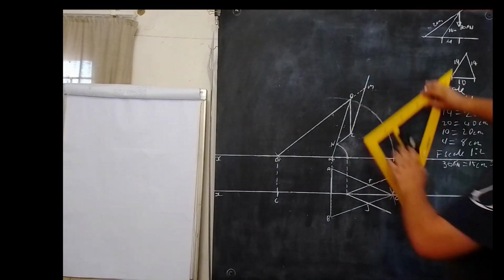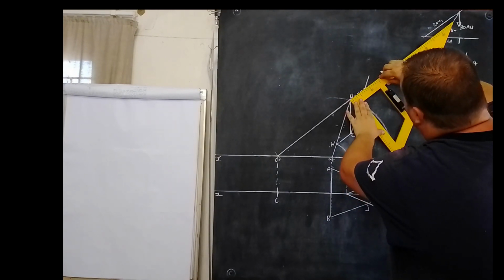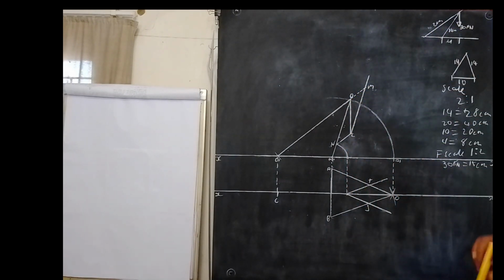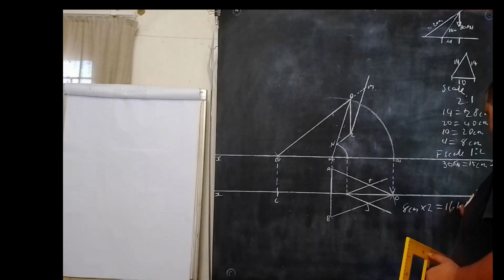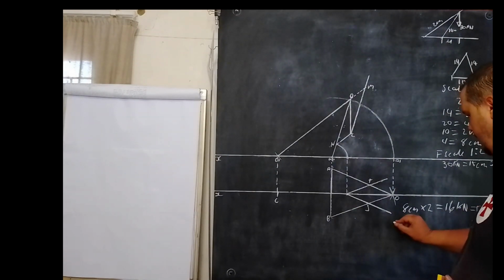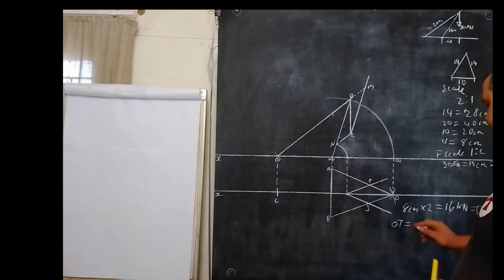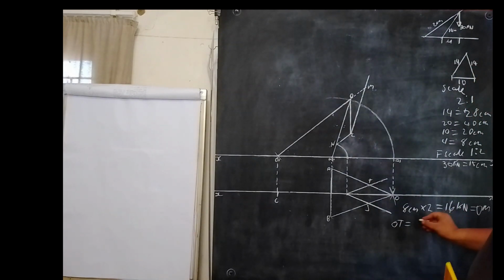Right, so now we measure from the end of the backstay to your point over here, 8, and since it is half, I've got to multiply by 2. So 8 centimeters multiplied by 2 equals 16 kilonewtons. This is equal to OM. Right, OT is equal to, I have here 12. So 12 times 2 equals 24 kilonewtons.